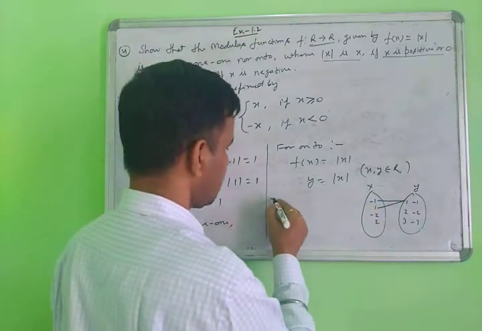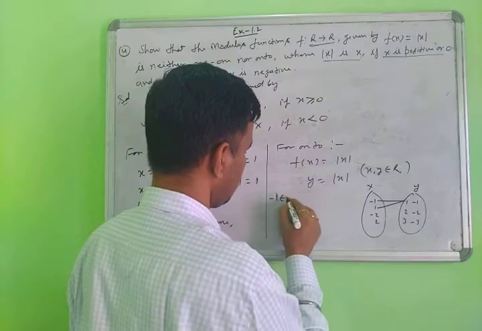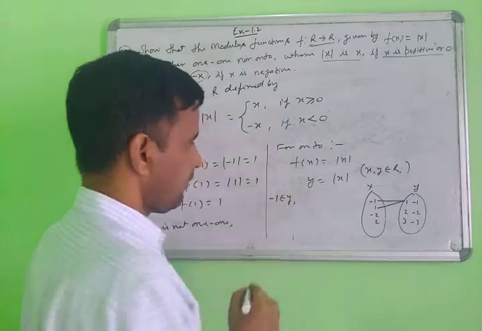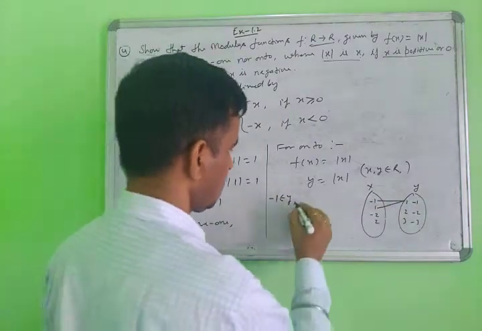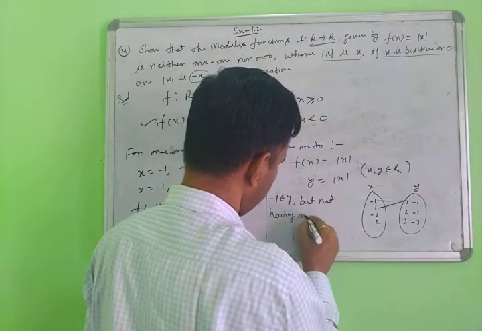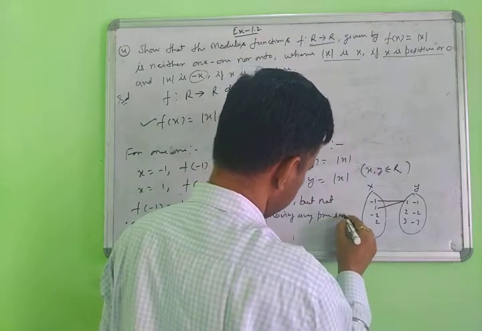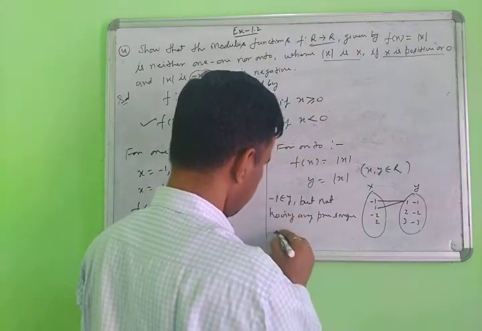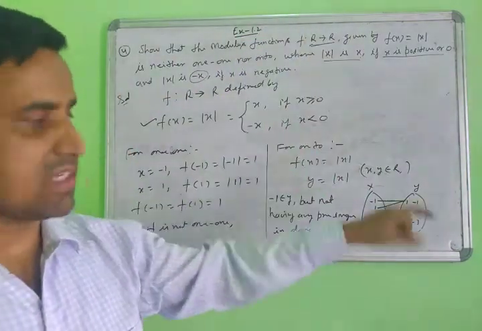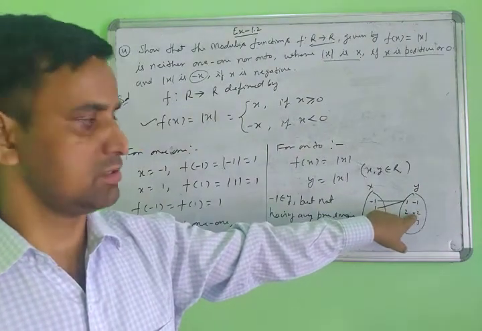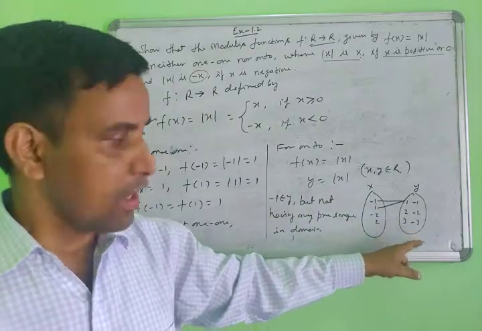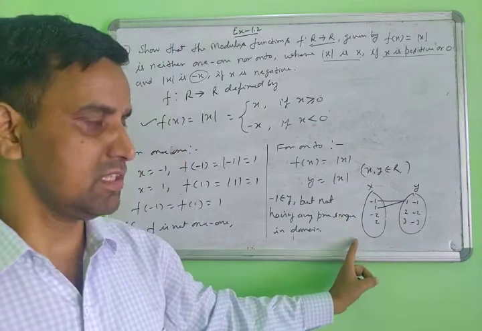It means minus 1 belongs to y, but does not have any pre-image in the domain. I am taking only one simple example, minus 1. Suppose you take minus 2, then this also does not have a pre-image. Minus 3 also does not have any pre-image. Same thing, minus 10, every negative number does not have any pre-image in the domain.